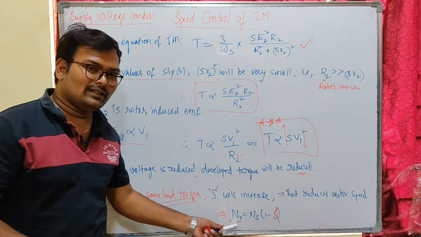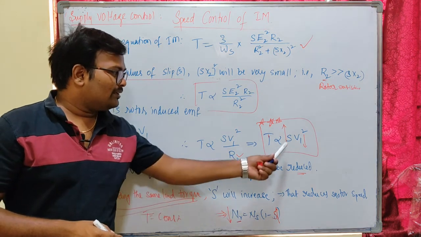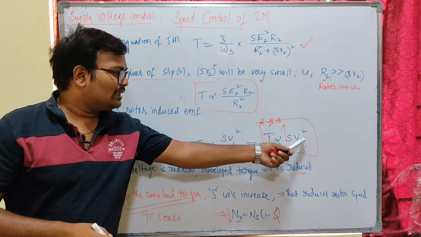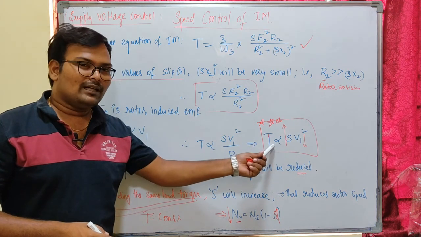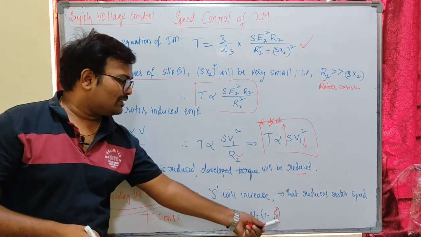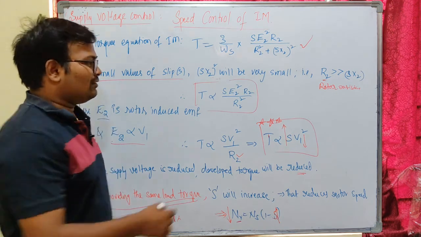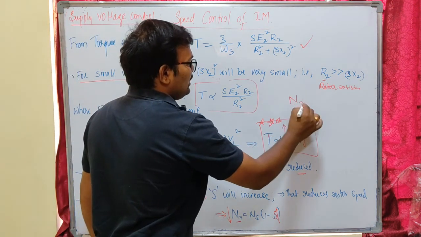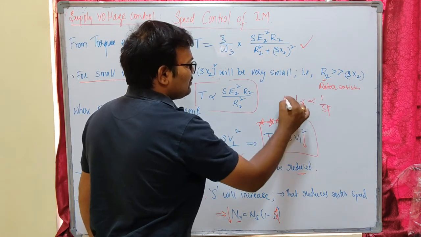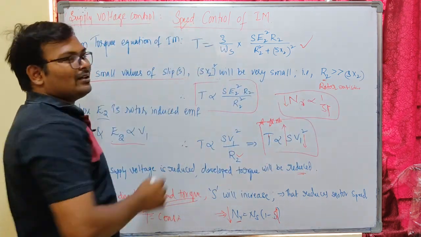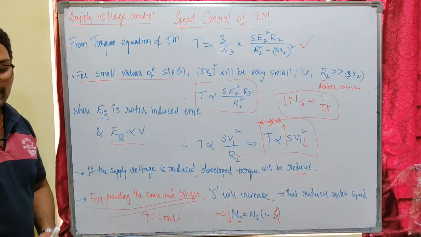The speed of the rotor is indirectly reduced by reducing the supply voltage. If the supply voltage is reduced, in order to keep the torque constant, our slip will increase. As slip is increasing, the speed of the machine decreases, as the speed of the machine is inversely proportional to slip. So we can obtain speed control. This is one method of speed control. Now let us take one example.